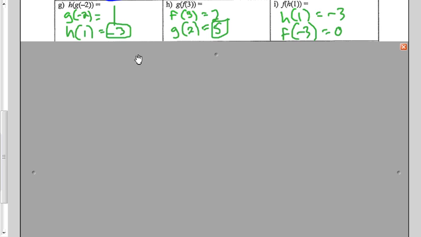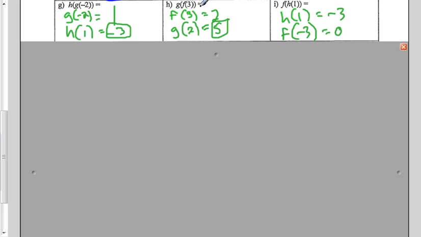Okay, so let's look at these next couple problems. So composition of functions, h of g of -2. Remember, we always start with the inside function. So g of -2, looking at the chart, is 1. Now we find h of 1. That's going to be -3.